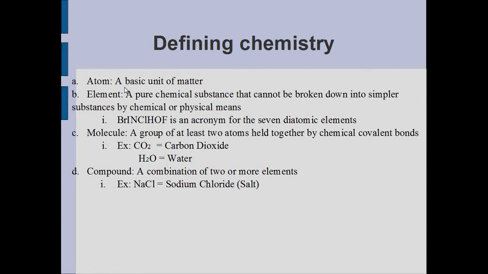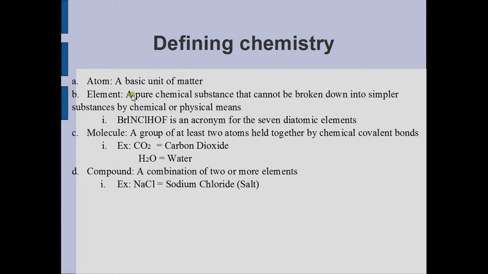When you're talking about elements, you're talking about different kinds of atoms. Elements are classifications of atoms based not on their mass, not on their number of electrons or neutrons, but on their different number of protons. An element, very similar to an atom, is a pure chemical substance that cannot be broken down into simpler substances by chemical or physical means. So very simply, an element is, like the atom, the basic unit of matter. All atoms belong to an element.